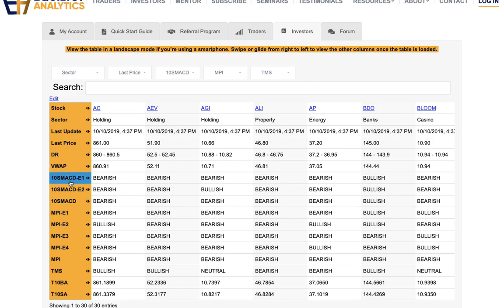I relabeled the previous two elements of our 10 SMACD combo into 10 SMACD-E1, which stands for element 1, and the next element has the code name E2. So I followed the exact same pattern that I did for the four elements of our momentum power indicator, MPI-E1 all the way to E4.